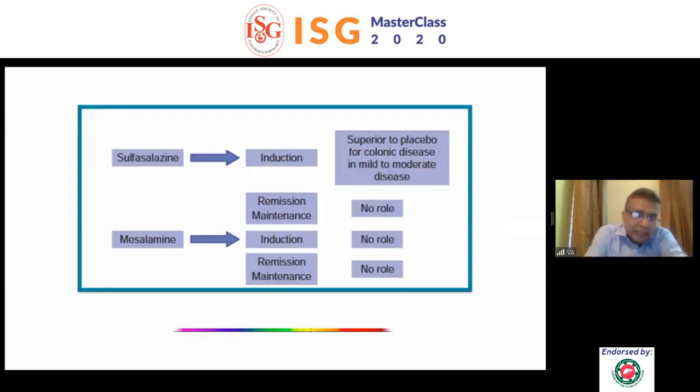What does the data say? Data, however, tells us that when it comes to 5-ASAs, only sulfasalazine has been found to be superior to placebo, and that only for induction. For remission maintenance, mesalamine and sulfasalazine have been found to have no role.